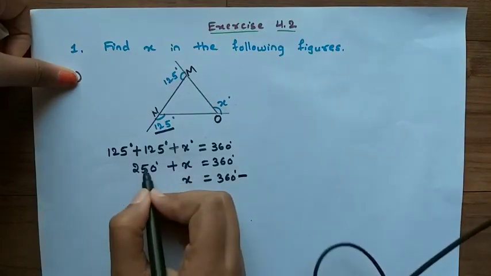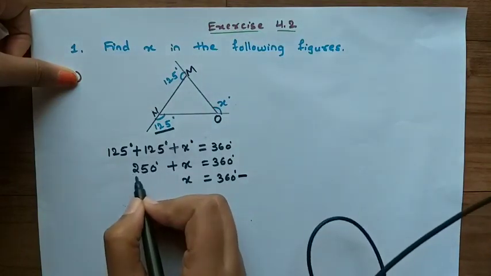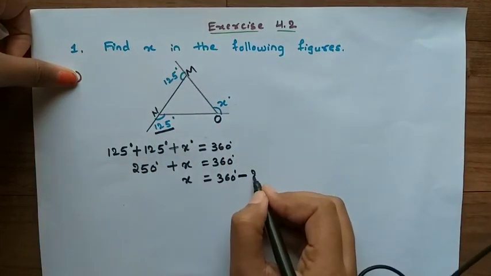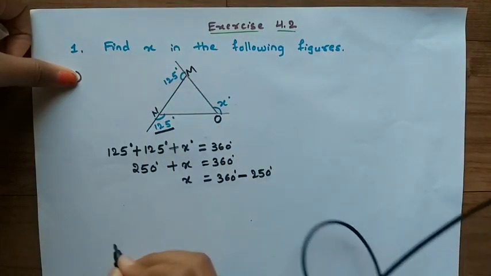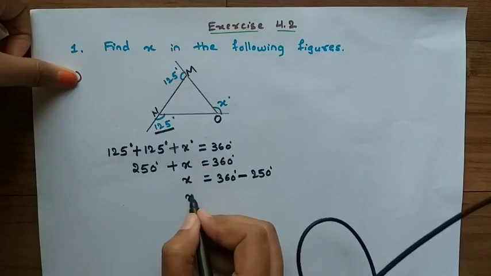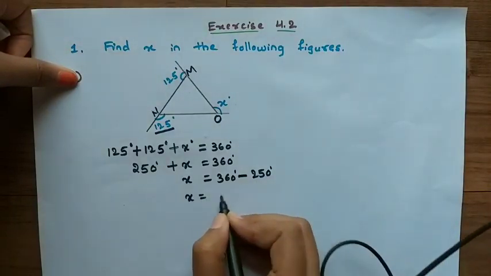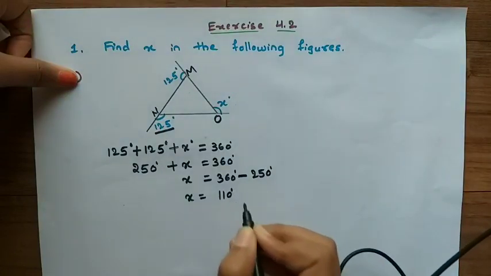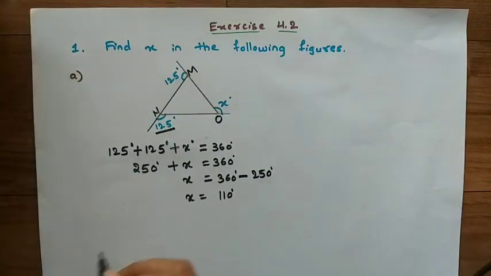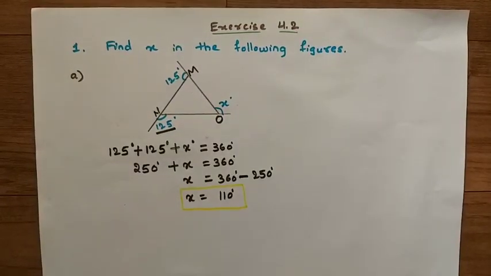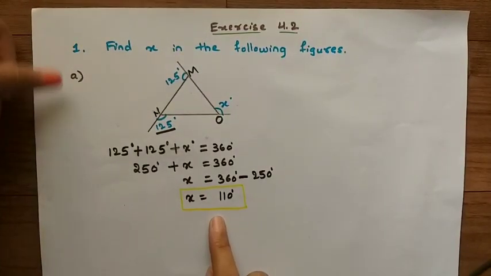Plus sign becomes a minus sign. So take this to the right hand side to become minus 250 degrees. So x is equal to 360 degrees minus 250, which is 110 degrees. So the x value is 110 degrees.